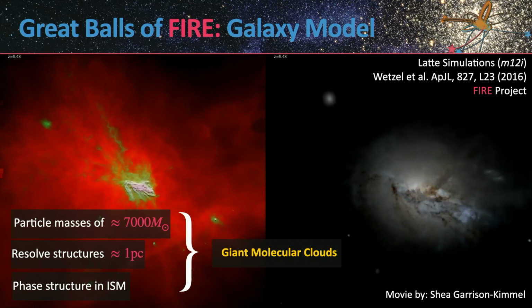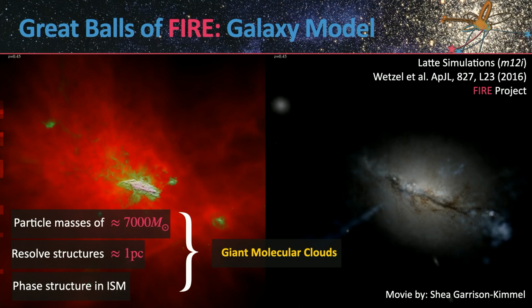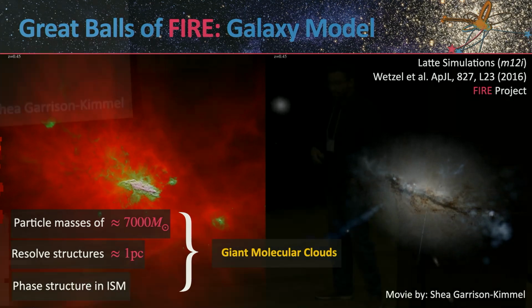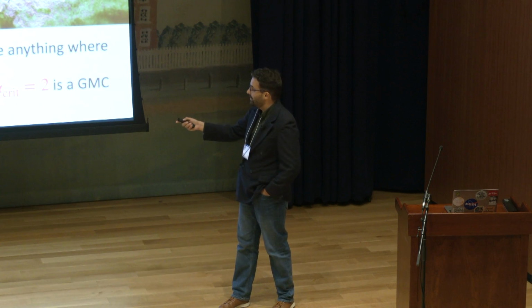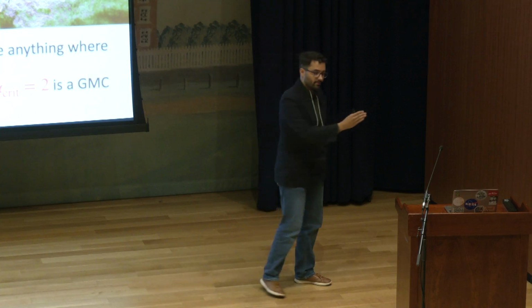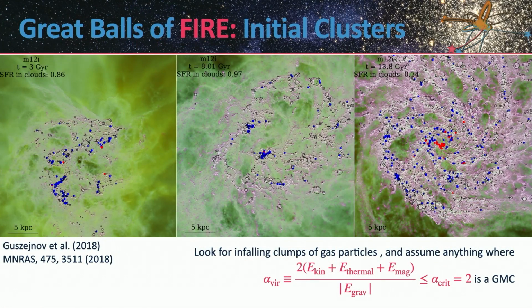And members of the FIRE collaboration, in particular Dave Guszejnov and others, have done a lot of work extracting the giant molecular clouds that are formed in these simulations. And so using the techniques that he developed, this algorithm called the Cloud Finder, we went back through one of these simulations, the m12i, and extracted all the giant molecular clouds that formed over its z of 100 to z equals 0 time history. So using this cutoff in the virial ratio, taking into account the thermal and magnetic energy versus the gravitational energy, we extracted all of the nearly 100,000 GMCs that formed in this simulation.